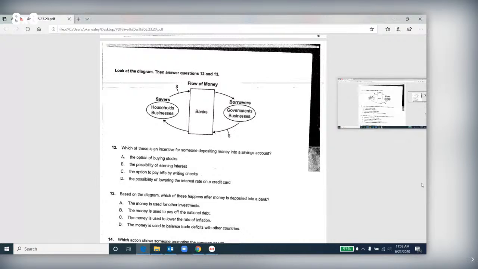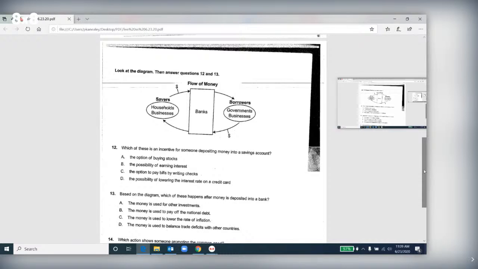The money is used for other investments. And that's like a business. If you start your own business, you're investing in a business. And that's really, you go to the bank, you get a loan, and that loan is just other people's money that's been put in the bank. Okay, so the correct answer for that would be A, the money is used for other investments. And B, C, and D you've just crossed off. So even if you didn't know that, just by process of elimination, A would be the only reasonable answer.